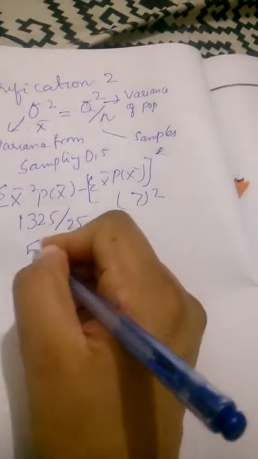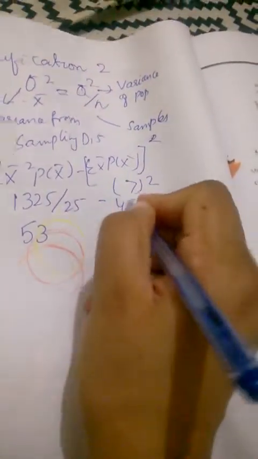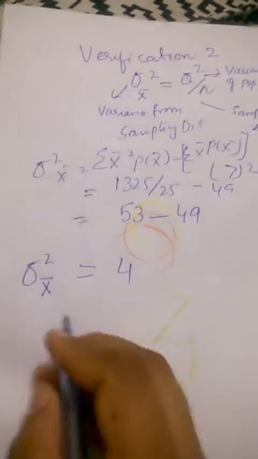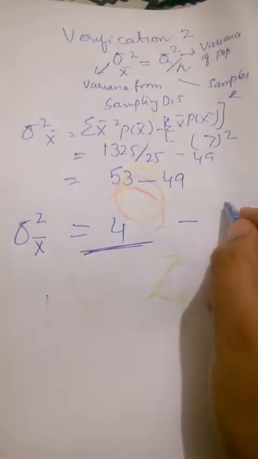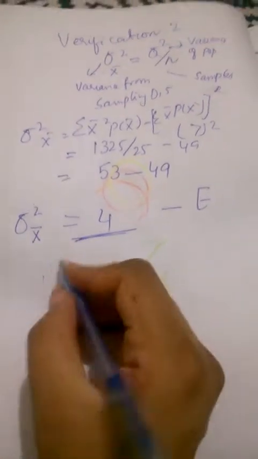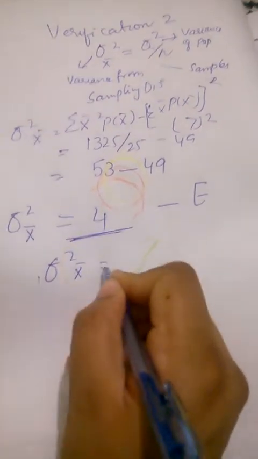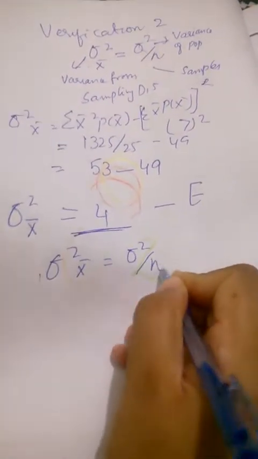Your answer over here will be equal to 53 minus 7 square is 49. 53 minus 49, your answer is 4. So sigma square of x bar equal to 4. This is statement E. Now we have to prove sigma square of x bar equal to sigma square over n.